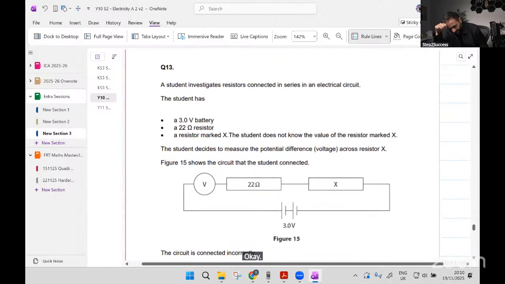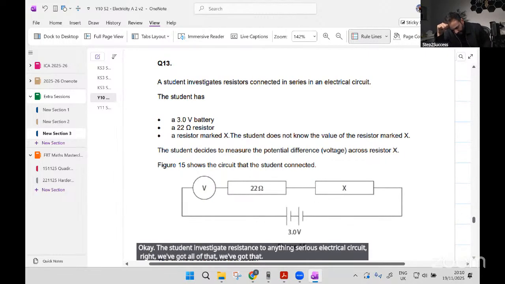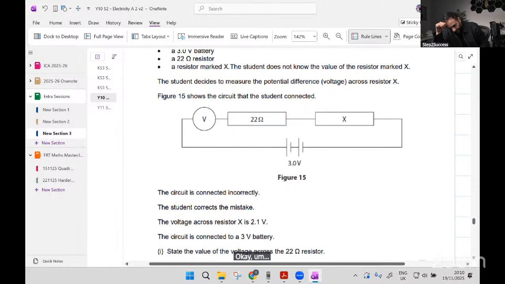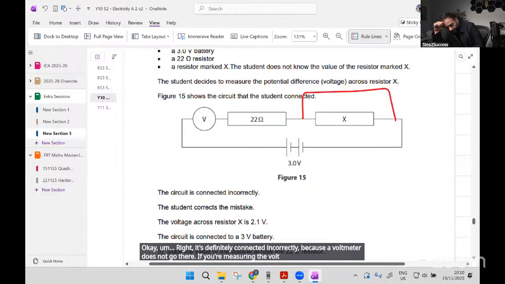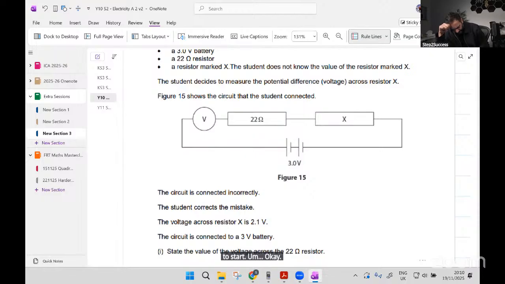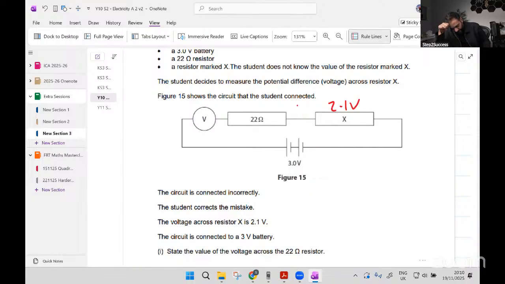A student investigates resistors connected in a series electrical circuit. Right, we've got all of that. This is definitely connected incorrectly because a voltmeter does not go there. If you're measuring the voltage, you need to put it around there somewhere for a start. Okay, now we've corrected it. The voltage across resistor X is 2.1 volts. So we've got 2.1 volts here. State the value of the voltage across the 22 ohm resistor.